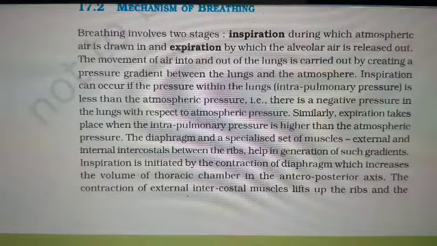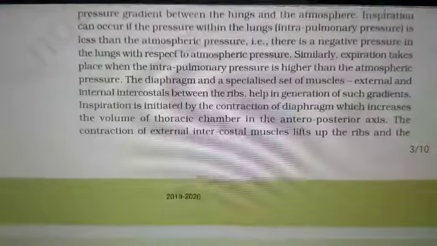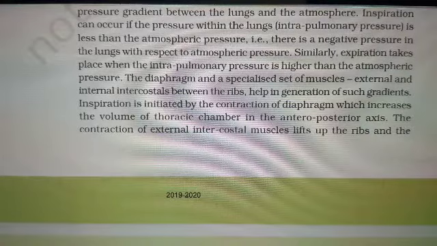Next, the intrapulmonary pressure we also need to focus on. Inspiration can occur if the pressure within the lungs is less than the atmospheric pressure; there is a negative pressure in the lungs with respect to the atmospheric pressure. Similarly, expiration takes place when the intrapulmonary pressure is higher than the atmospheric pressure. The diaphragm and its specialized set of muscles, the external and internal intercostals between the ribs, help in the generation of such gradients. So we need to remember these pressures.